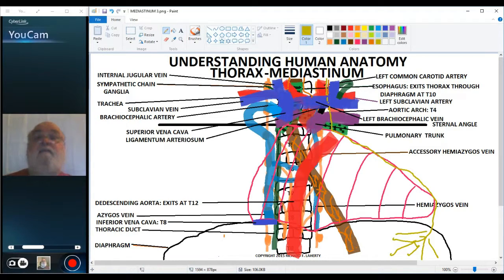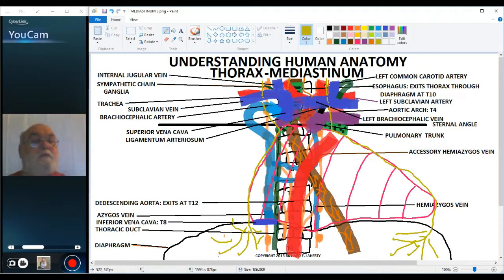The right phrenic also enters between the subclavian artery and vein, and it also goes to the surface of the pericardium. It's a much shorter route down to the diaphragm on the right side because the heart is mostly on the left, but it does the same thing, follows the pericardium down to the diaphragm and then enters the diaphragm and branches out to supply the diaphragm.